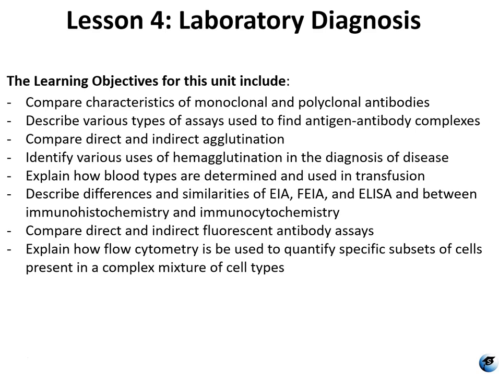We're going to talk about EIA, FEIA, and ELISA, and the difference between immunohistochemistry and immunocytochemistry. We'll talk about direct and indirect fluorescent antibody assays and how flow cytometry is used to quantify subsets of cells present in complex mixtures of cells and cell types.